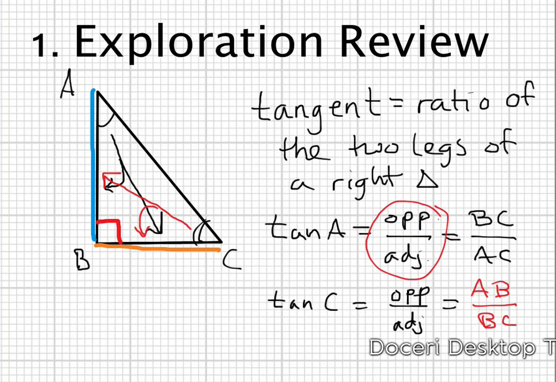So you notice there's two different ratios here, and you'll also notice that the two are just flipped. I did notice that when I wrote AC for tangent of A, it should actually be AB. So the tangents of each of the angles are just reciprocals of one another. So if you know the tangent of one angle, if you take the reciprocal of it, you'll get the tangent of the other. So that's tangent.